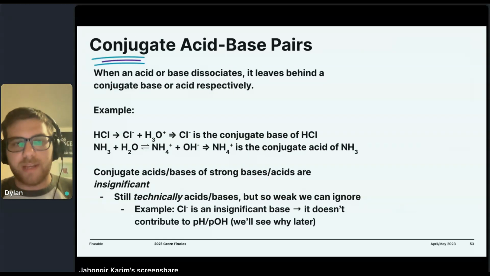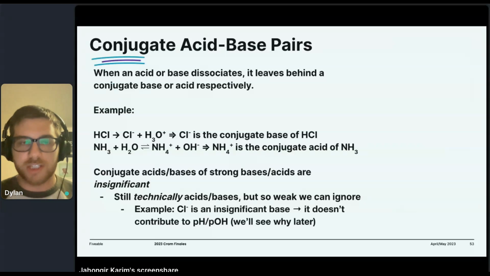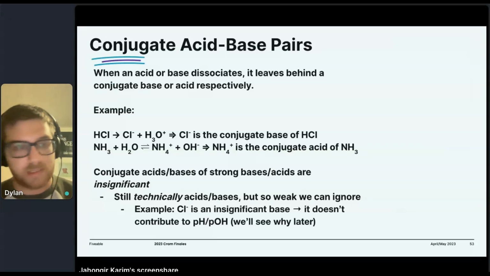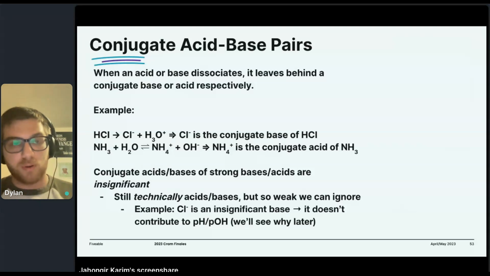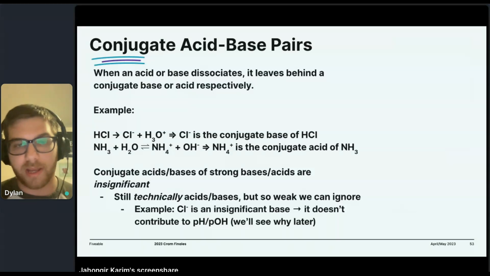So what we want to talk about next is what happens when an acid or a base actually dissociates. Because it doesn't just release H plus or OH minus into solution, but it leaves behind some other things. So for example, when hydrochloric acid dissociates in water, it donates its proton to water, creating a hydronium ion, and leaves behind a chloride ion.